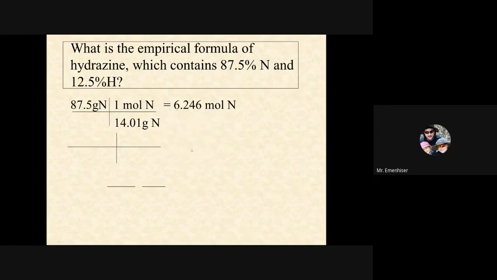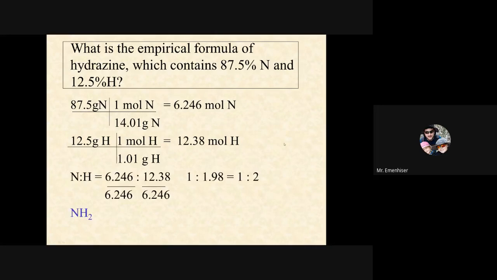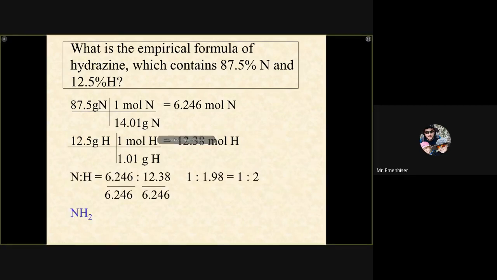All right, so we got mass of nitrogen divided by its atomic mass. We get 6 moles of nitrogen. We take the mass of hydrogen divided by its atomic mass. We get moles of hydrogen. Notice that this one is smaller. So we're going to divide, I'm going to do it up here, 6.246 divided by 6.246. And then we're going to do 12.38 divided by 6.246. Sorry, my decimals don't come out. There we go. So when I do that over that, I get 1.